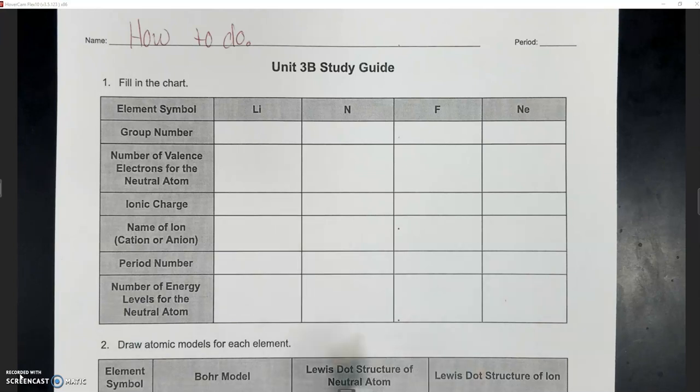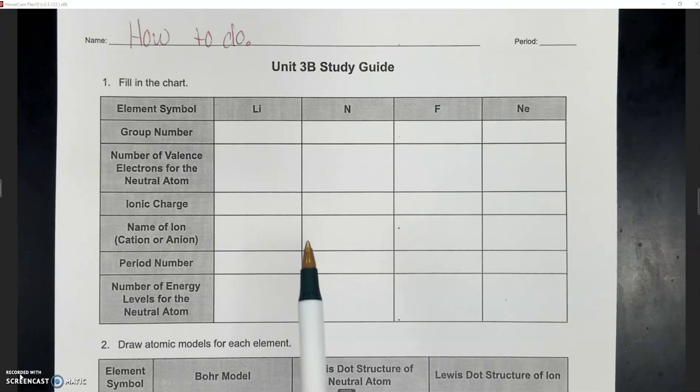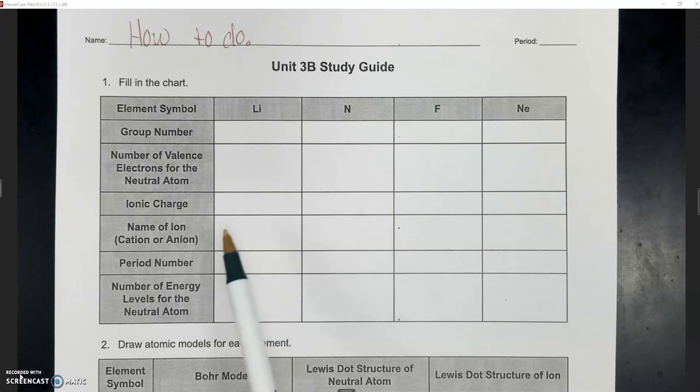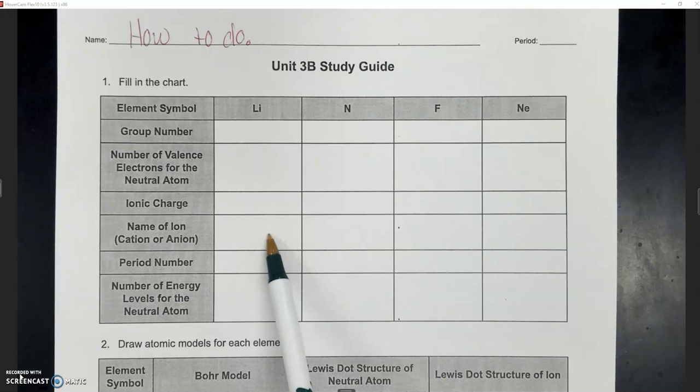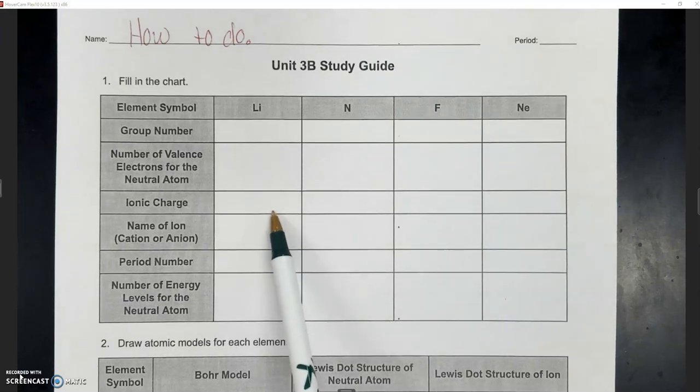So the first portion is this little data chart here. It's actually pretty easy to fill in. Most of this information you already know how to get. We've already tested you on it. The new things are going to be this name of ion, cation or anion, and then the ionic charge.